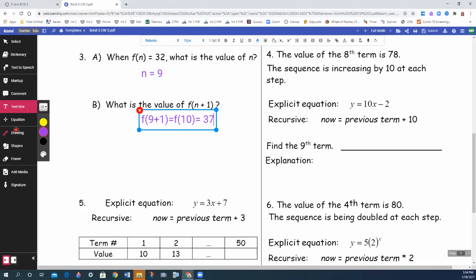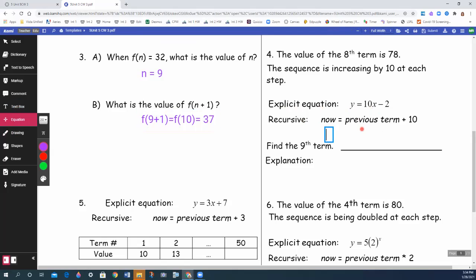And just a little reminder, this recursive is really this. So if I was going to write this, now would be f of n. Previous term would be f of n minus 1. And what are we doing to the term before to get the next term? We're adding 10. So that's what this is here. Let me just move it. Okay, so those are really the same. So the value of the 8th term is 78.